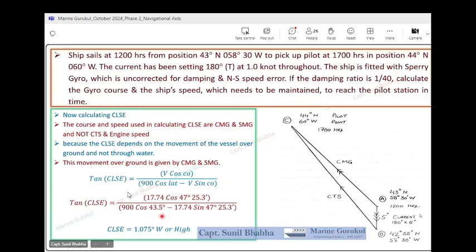Divided by 900 cos latitude, the mean lat between A and C, Alpha and Charlie, which is 43.5 degrees, minus V sin course. V is 17.74, that is the speed made good, and course is 4725.3, it is the course made good. So using these values in the calculator, we get the CLSE as 1.075 degrees west or high. So we have the damping error available to us. We have the steaming error also available to us. Now we can combine both these and get the total gyro error.